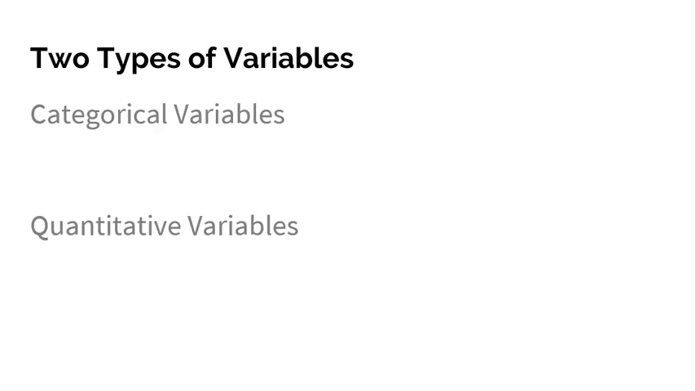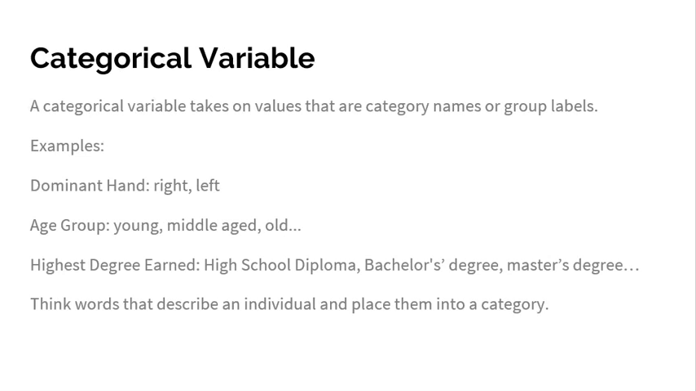So there are two types of variables that we're going to learn about and use throughout the entire year. The first is a categorical variable, and the second is a quantitative variable. Understanding the difference between these two variables is vital for a lot of things that we do in the future. All right, first let's start with a categorical variable. A categorical variable takes on values that are category names or group labels.